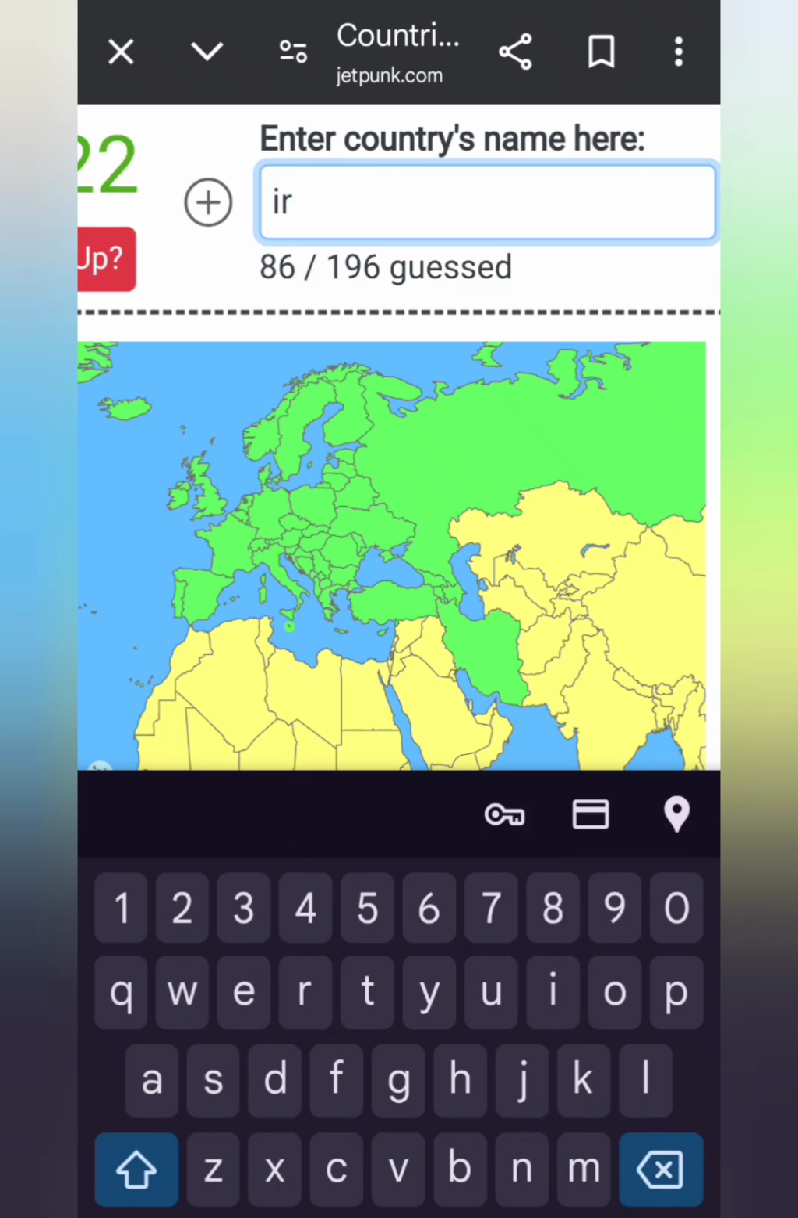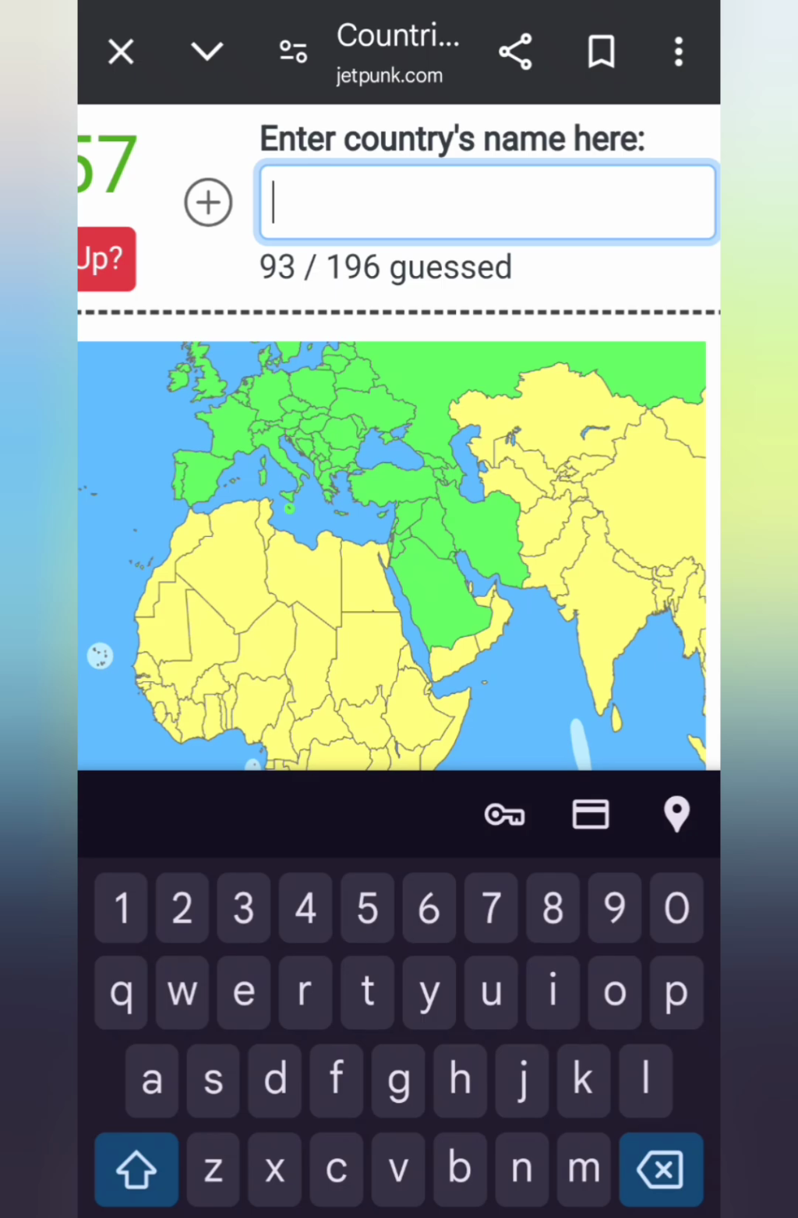Next to Iran, on its left side is Iraq. Iraq's neighbor Syria. Syria's neighbor Lebanon. Lebanon's neighbor Israel. Israel's neighbor Jordan. Jordan's neighbor on the bottom is Saudi Arabia. Saudi Arabia and Jordan share a border with Kuwait, with its capital.